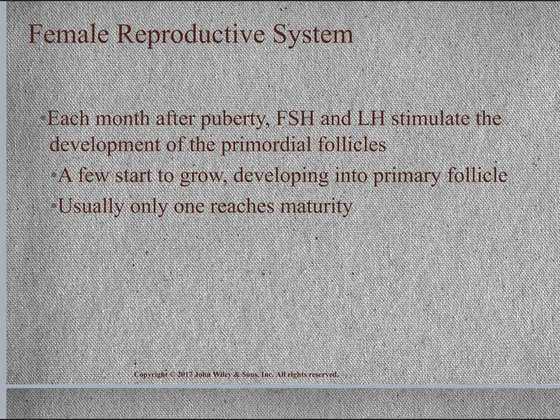This is what's going to stimulate the development of those primordial follicles. A few are going to start to grow. They develop into a primary follicle. However, only one is going to reach maturity. So every month after puberty, so post-pubescent, many follicles will be stimulated to grow under a surge of estrogen. So estrogen is a signaling hormone that is going to cause those follicles to grow. But only one will be stimulated to continue to grow and grow. What happens to the others? All those other eggs are destroyed.